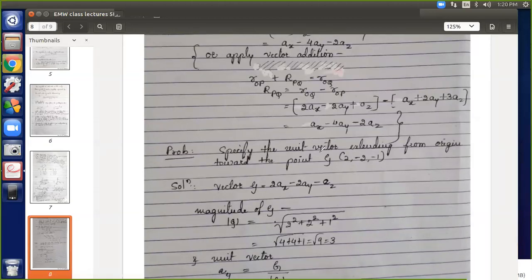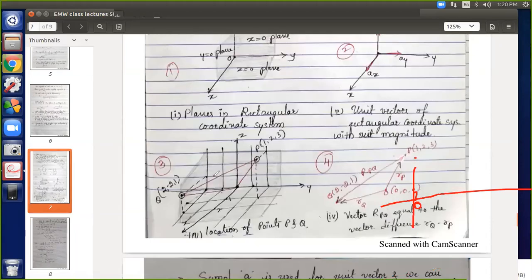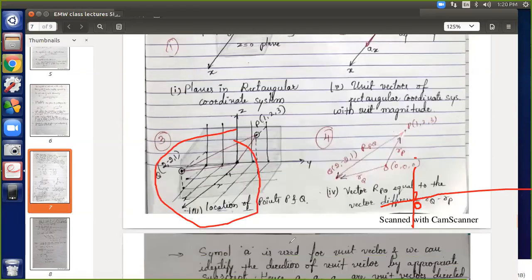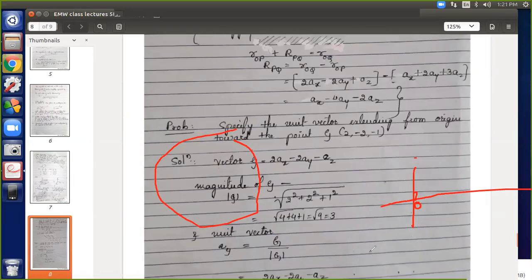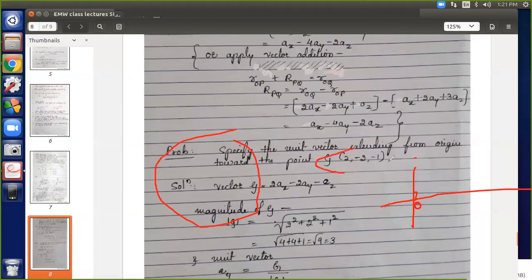Specify the unit vector extending from origin towards the point G. Say, if you have coordinates, first, second, third, fourth quadrants, this is the center point, and just like how I have shown here, in this arrangement some G point is there. Okay, that I have not drawn. Some G point is there. In order to mark this G, you have to again make use of a cube structure. Take the plane, something like this. Take one more Z direction, sorry, X, Z and Y.